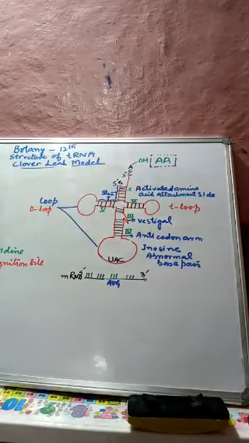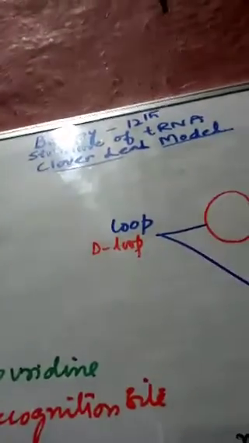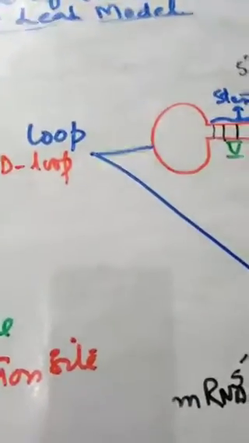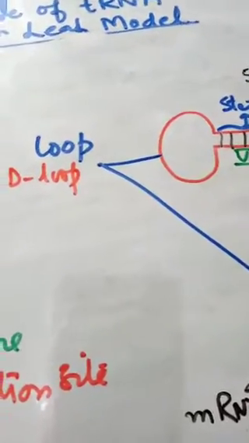So this was all about the structure of the clover leaf model, which was given by Robert Holley in the year 1965 regarding the structure of tRNA. In the next video we will try to discuss the last one, that is the rRNA.